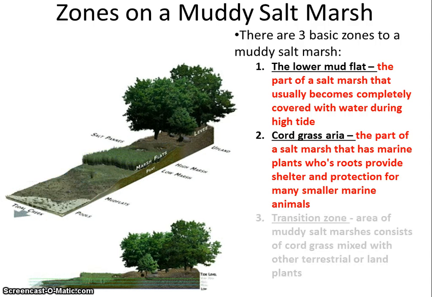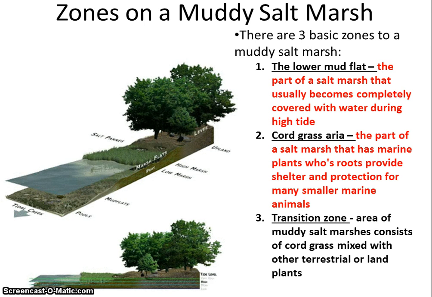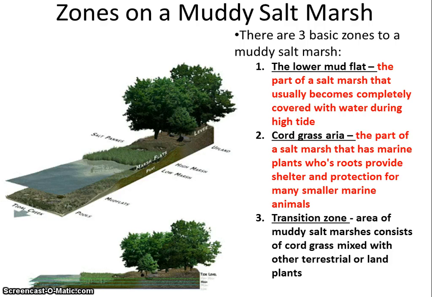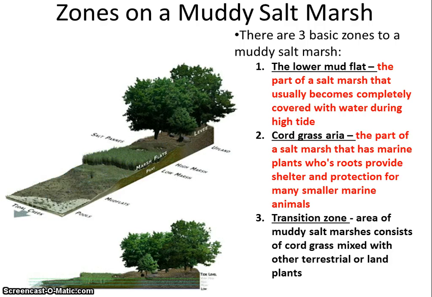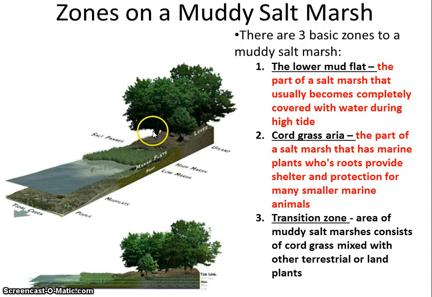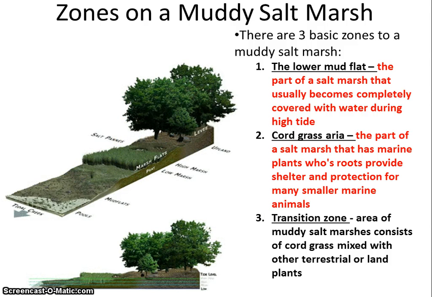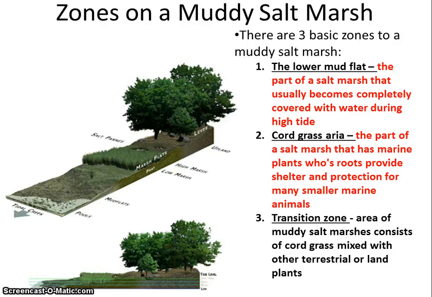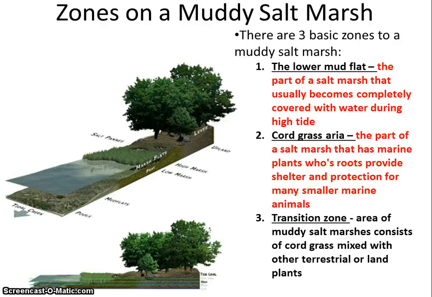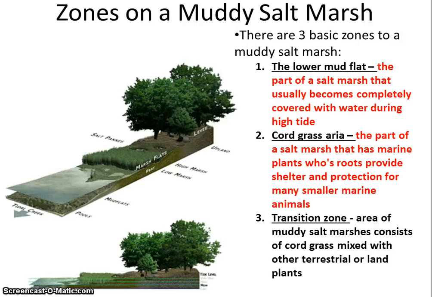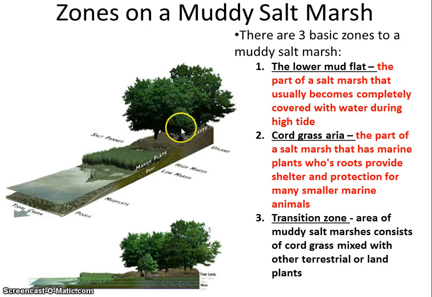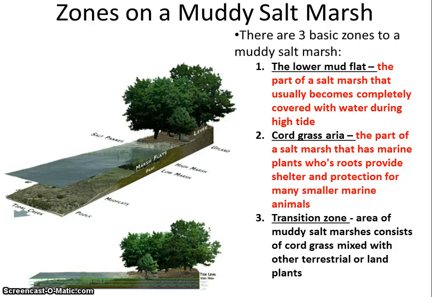The third area you don't have to write down, it's called a transition zone. It's an area that's basically a transition between an aquatic environment and a terrestrial environment. It's where you stop seeing cordgrass and start seeing trees. Recent marine science texts have basically even completely discounted this as a marine area anyway, just because there's terrestrial plants in it. So we're not going to talk very much about it at all. But it's the highest zone of a muddy salt marsh, and it's where you see mostly land plants.